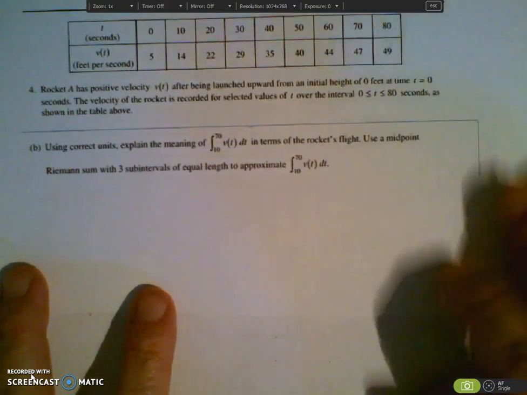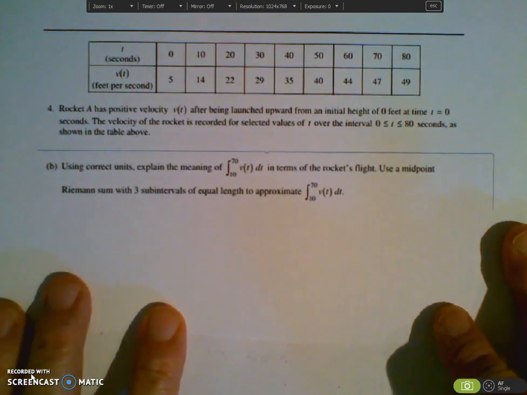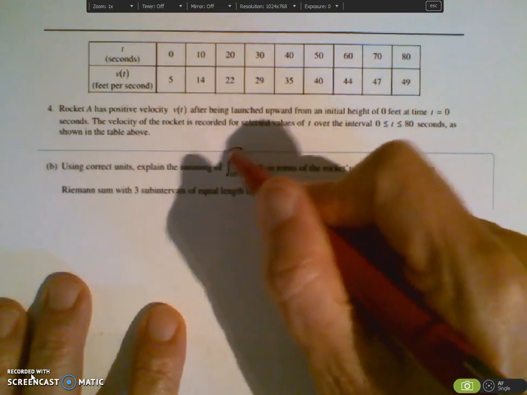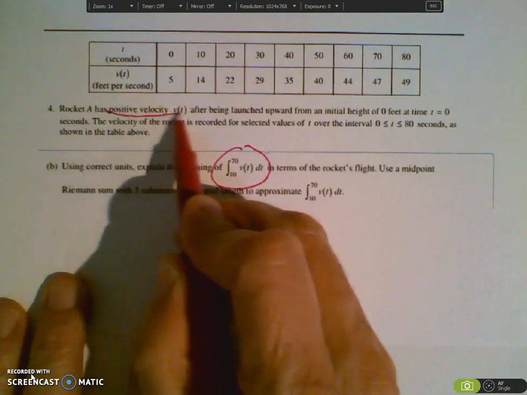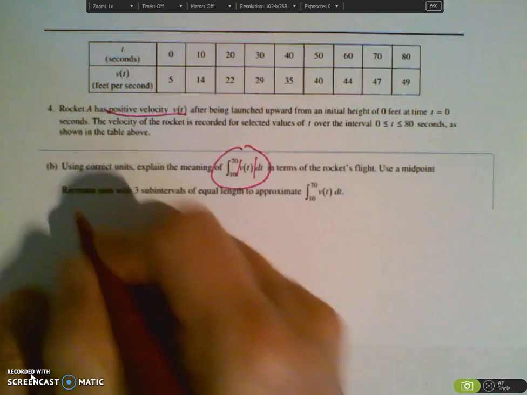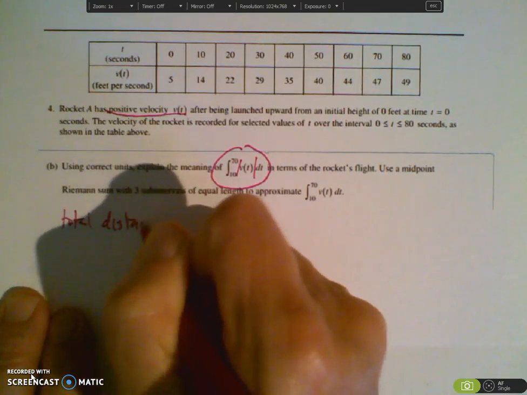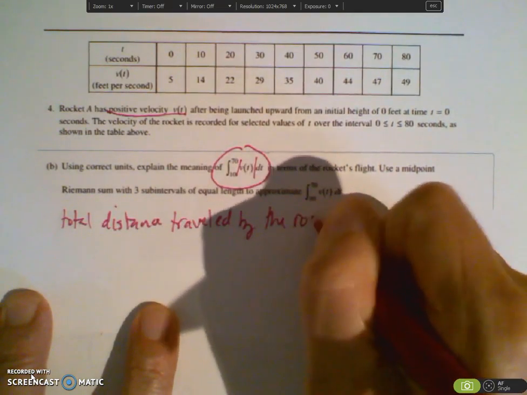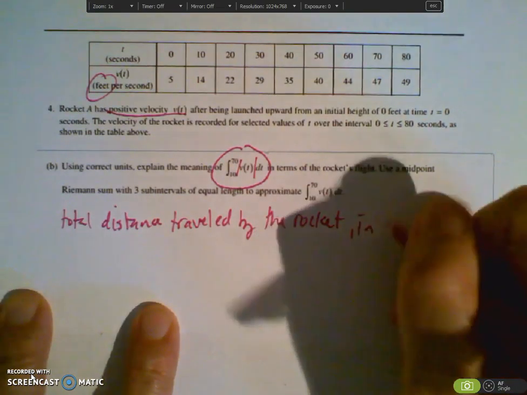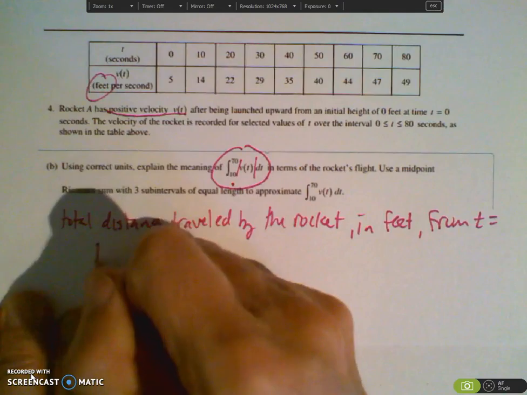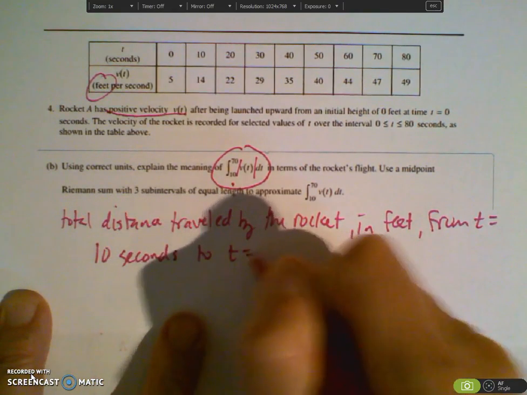In our next example, instead of having a graph given to us, we've been given a table of values. We again have velocity information given, this time for a rocket. The first thing we need to do, using correct units, is explain the meaning of this integral. Well, I notice that we have positive velocity. So I could have absolute values here, and it wouldn't make any difference since the velocity is already positive. That way I can interpret this as the total distance traveled by the rocket in feet from t equals 10 seconds to t equals 70 seconds.